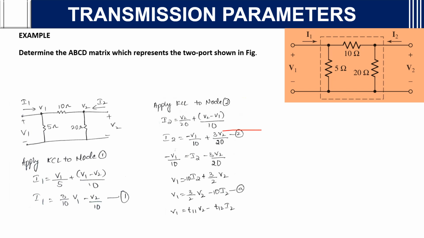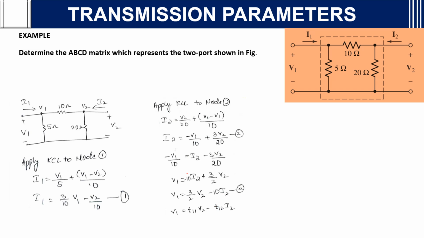So from this equation you can see what we want: T parameters. T parameters will be in the form of V1 and I1. From this what we can do, minus V1 by 10 is equal to I2 minus 3V2 by 20. So after calculating, V1 is equal to 3 by 2 V2 minus 10 I2. You got two parameters, that is T11 and T12, easily.